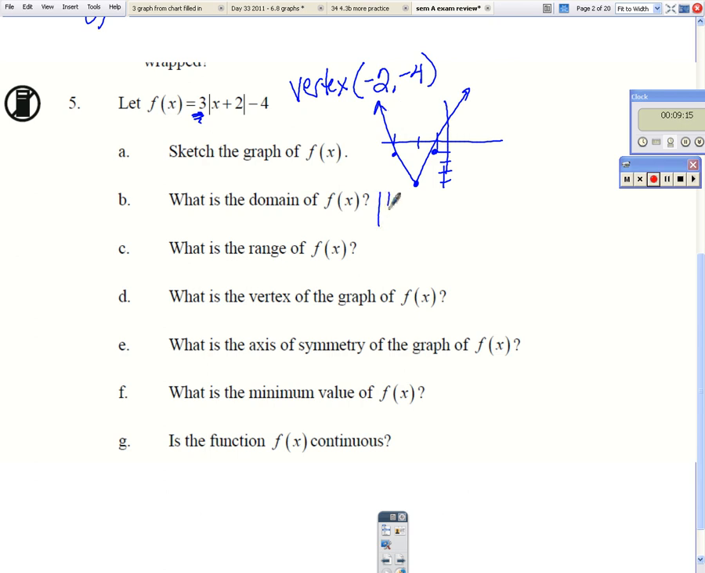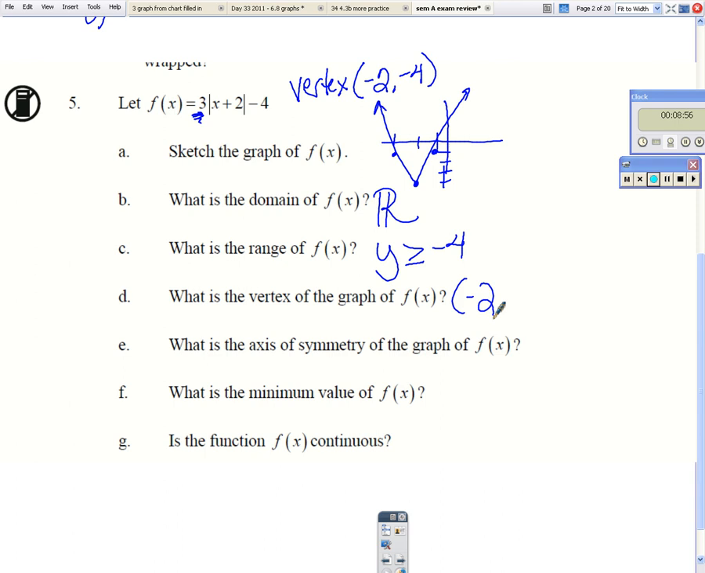The domain is all real numbers. The x's go on forever and ever in both directions. The range is all the y values. In this case, they are greater than or equal to -4. All of these y's down here at -4 is the lowest one, so the range is everything above that.